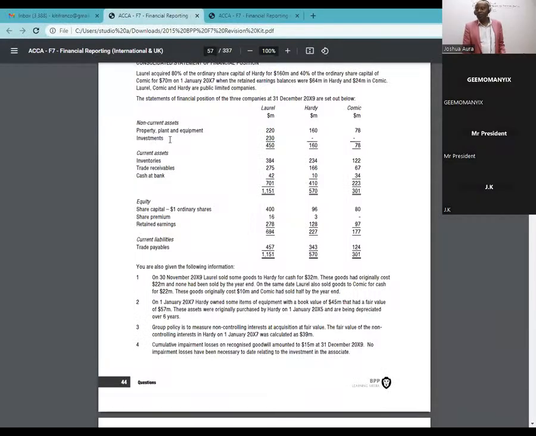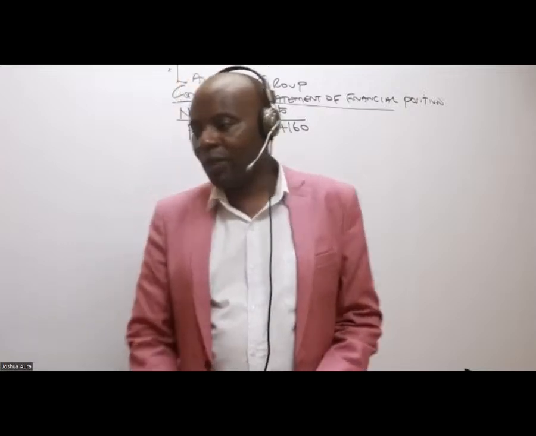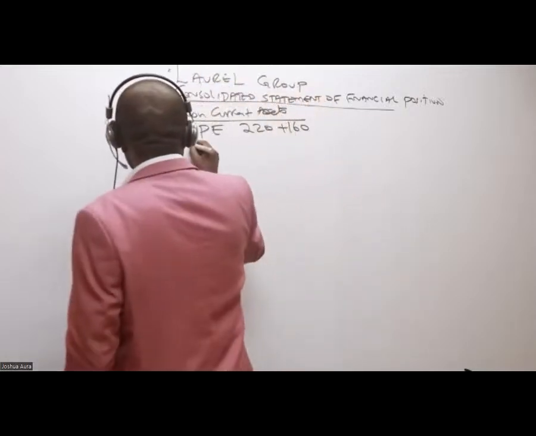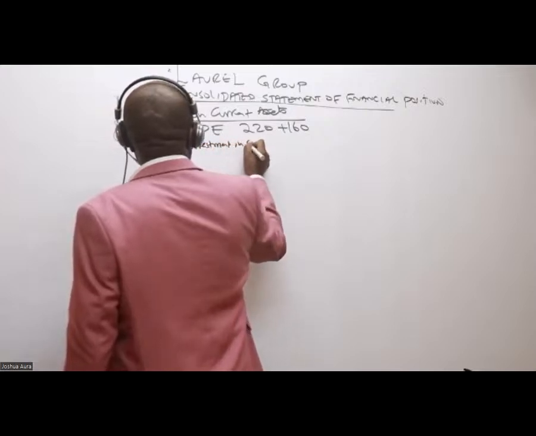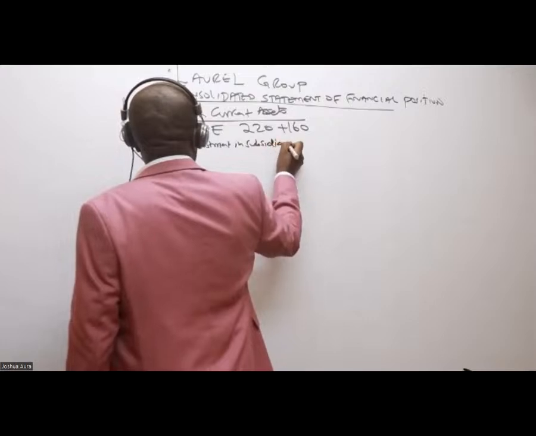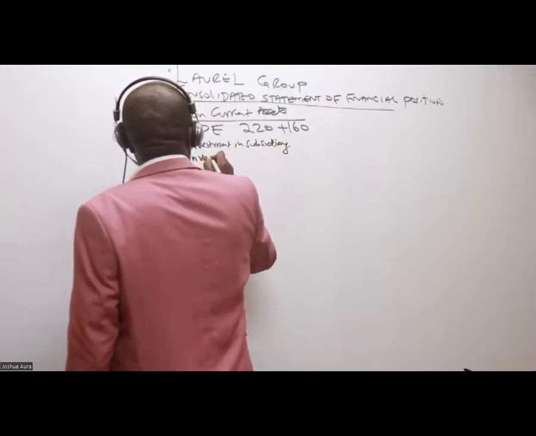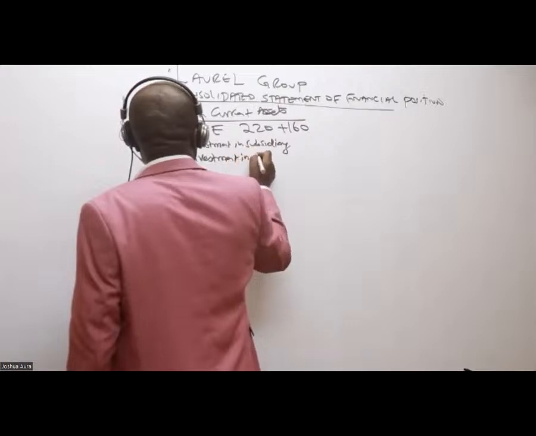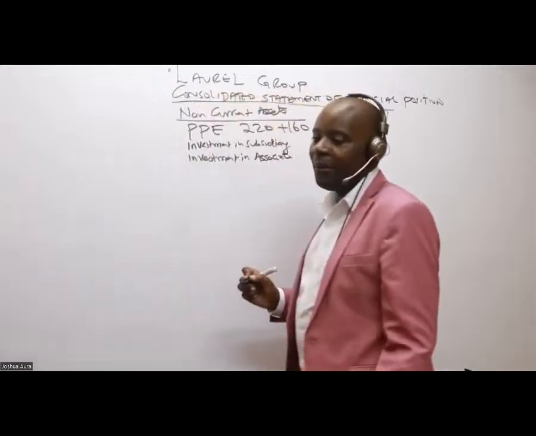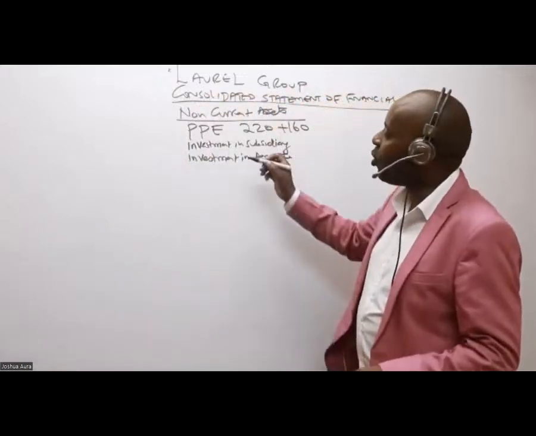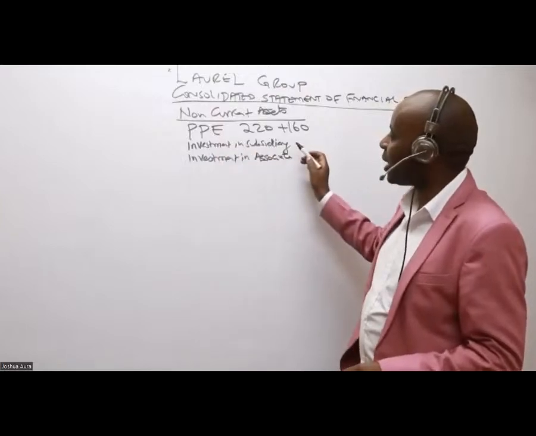So the next thing, they're calling it investments. Whenever you see investments now, you must break this investment into 2. The first investment will be investment in subsidiary. And then we have what we call investment in associate. We have only 2 investments.